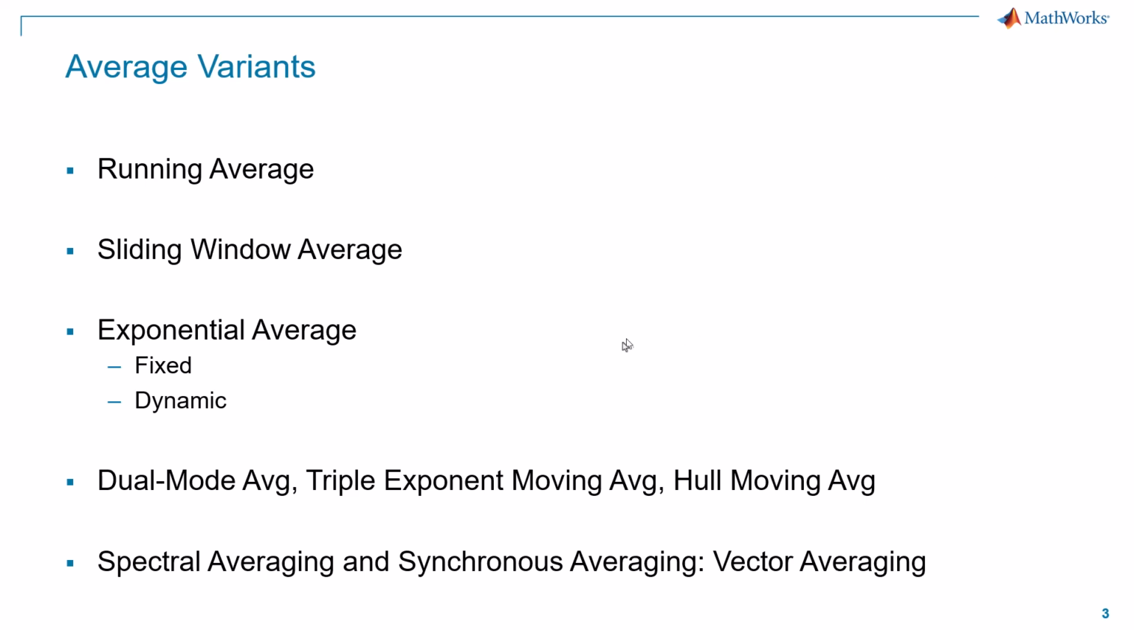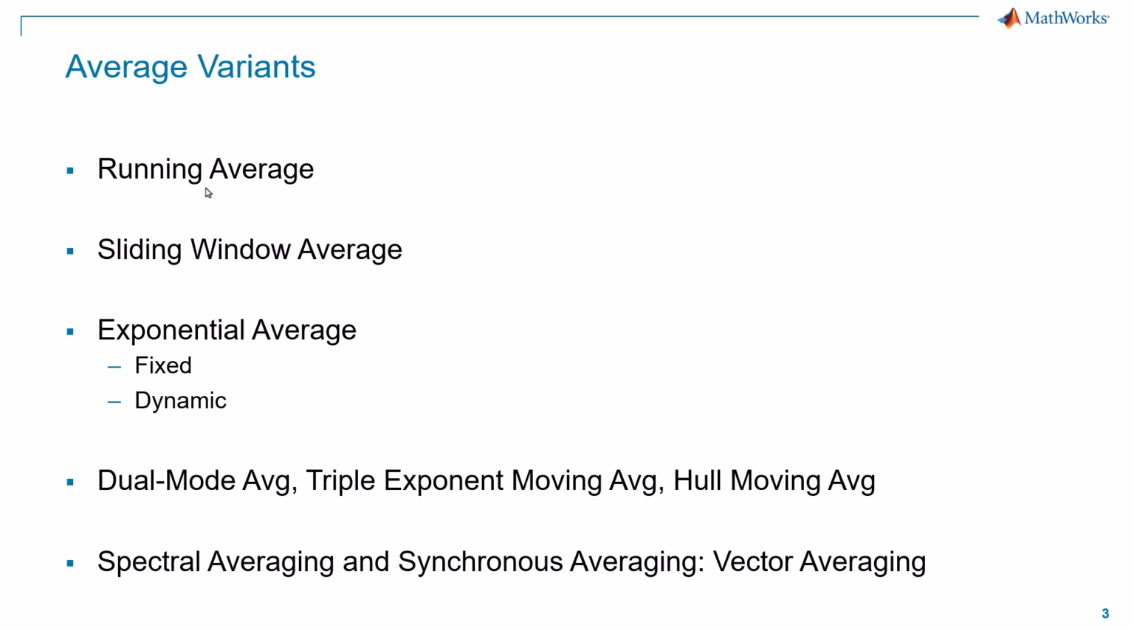In this video, the second one, we're going to cover three new methods: dual mode averaging, the triple exponential moving average, and the whole moving average. Then we're going to look at some applications of that by way of spectral averaging and synchronous averaging, which are really forms of what I'm calling here vector averaging.